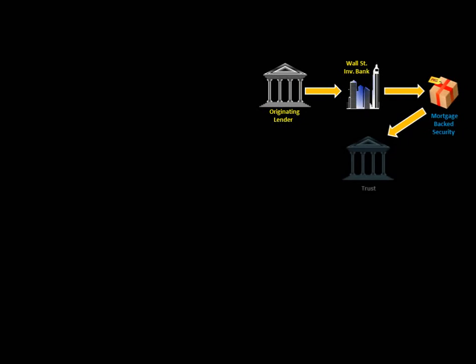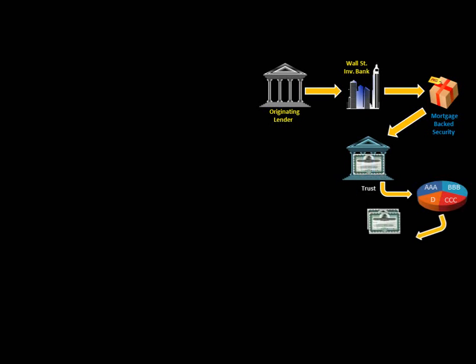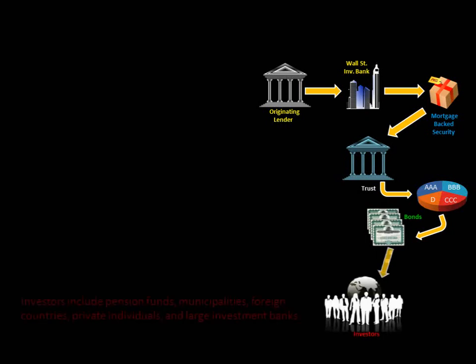Most often, a non-portfolio mortgage loan is pooled with thousands of other mortgage loans in what is called a mortgage-backed security. Portions of the overall cash flow generated by the borrowers who pay their mortgage every month to their alleged lender are sold in the form of interest-bearing bonds to investors all over the world. These investors include pension funds, municipalities, foreign countries, private individuals, and large investment banks.